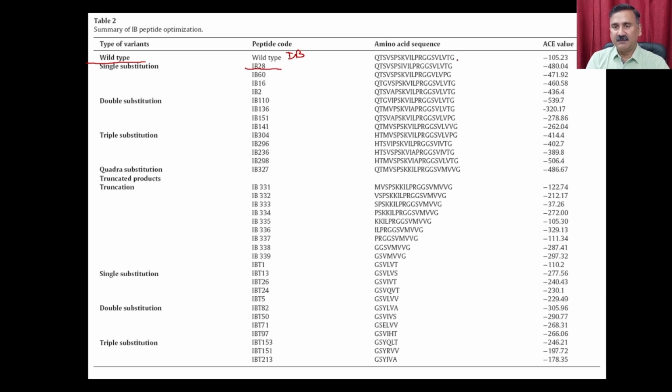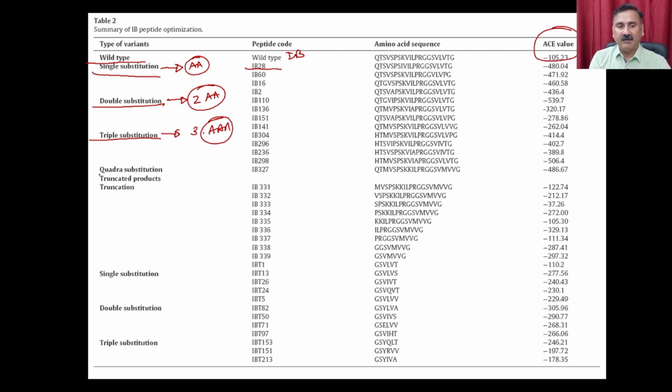We first started making mutations in the main chain. We did single substitutions, double substitutions, triple substitutions. Single substitution means we changed one amino acid at a time. Double substitution means we changed two amino acids at a time, and triple substitution means we changed three amino acids in the sequence at the same time. What we found is that its binding into the cavity changes when we do this. And then we also did the quadruple substitutions and truncations and all that.